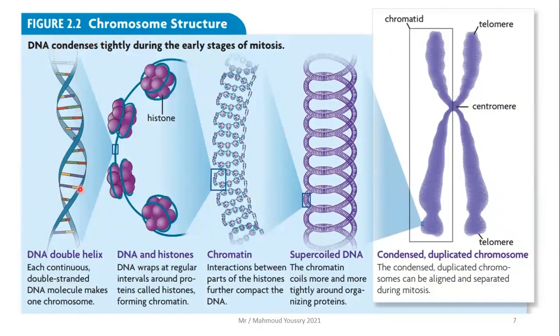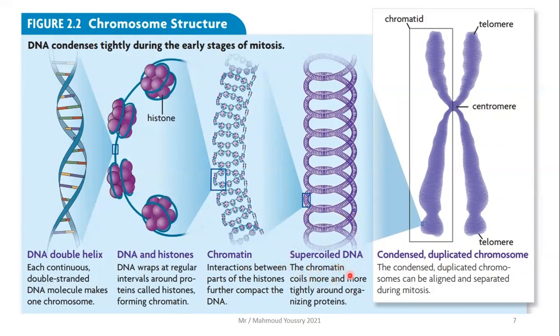So this is the chromosome, this is the double helix of the DNA. Each continuous double-stranded DNA molecule makes one chromosome. Then the chromosome starts to coil or wrap tightly around proteins at equal intervals, as you can see. The wrapping around the proteins forms chromatin. These proteins are named histones. So the chromosomes wrap around proteins called histones to form chromatin. Then the interactions between parts of these histones further compact the DNA. Then it gives us the supercoiled DNA.